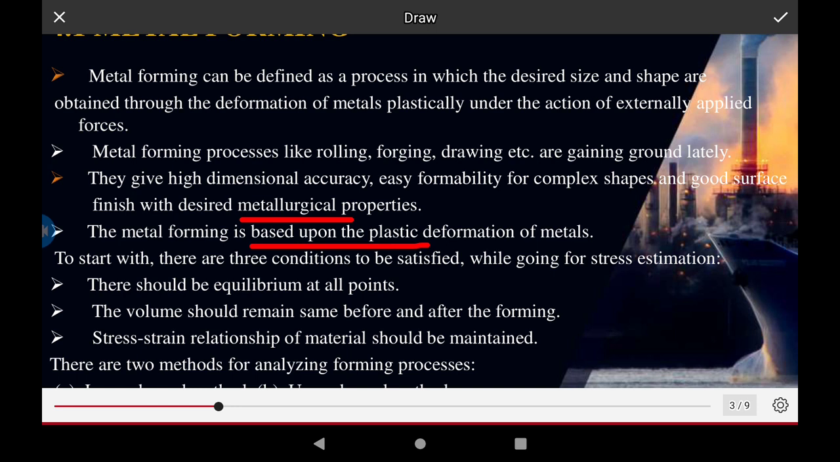To start with, there are three conditions to be satisfied while going for the stress estimation. There should be equilibrium at all points. Volume should remain the same before and after the forming. The stress-strain relation of the material should be maintained. There are two methods of analyzing the forming process.